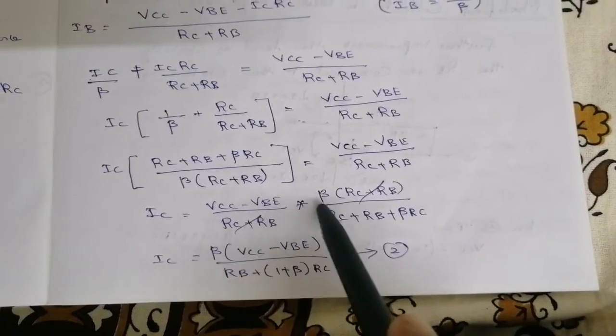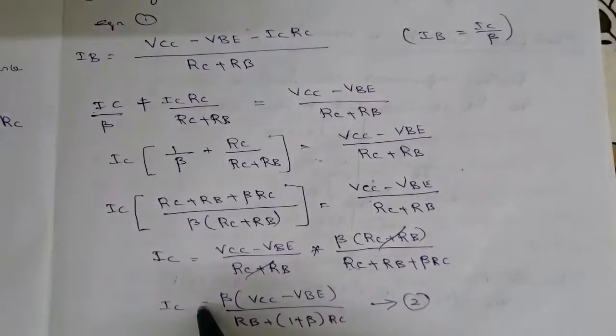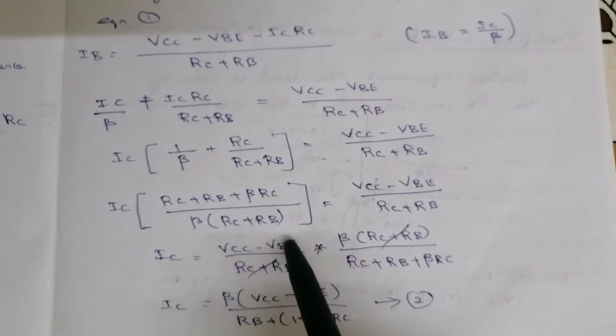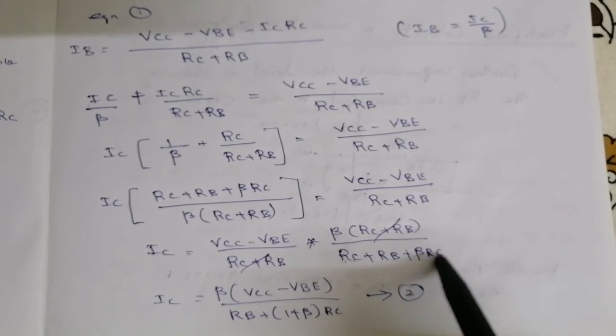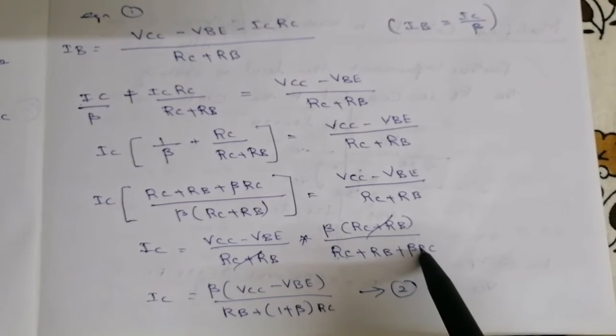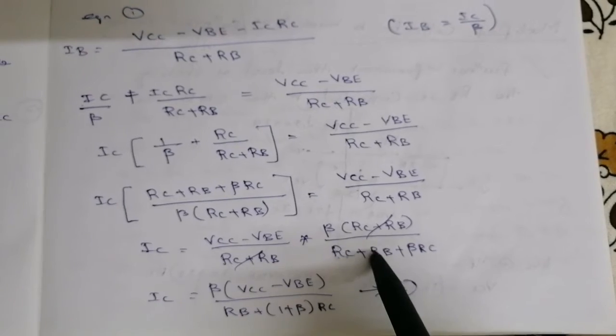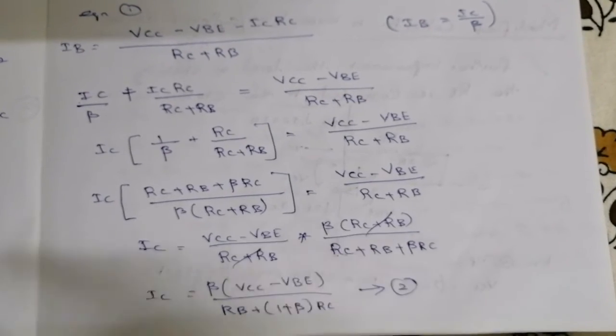Cancel these two terms. So finally IC is equal to beta into VCC minus VBE divided by RC plus RB plus beta RC. Here we have two RC terms, so we can take them common: RB plus 1 plus beta into RC.